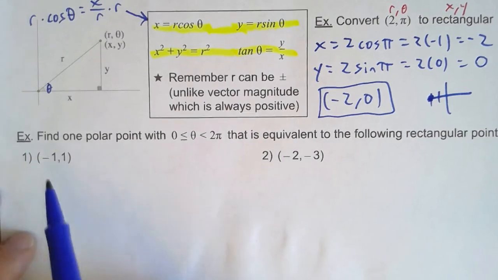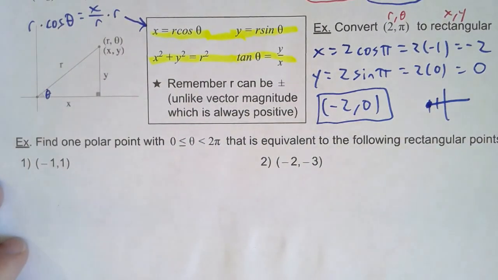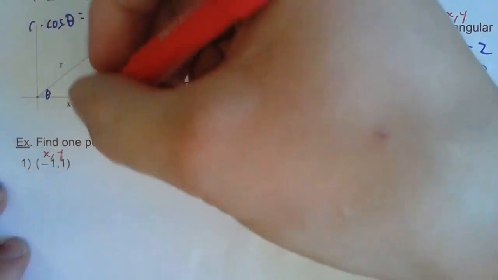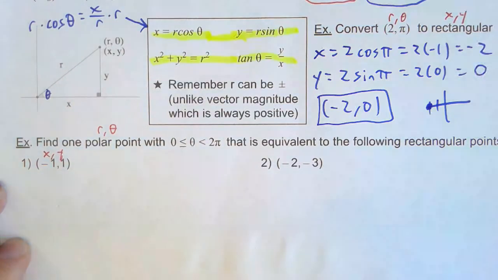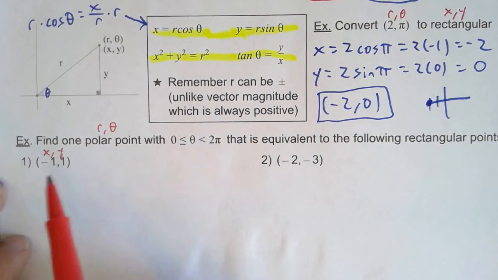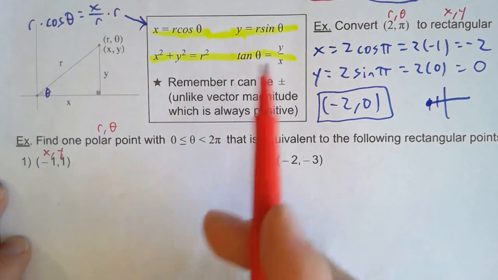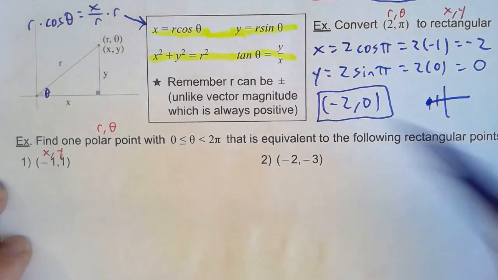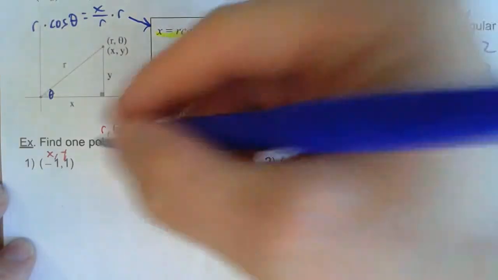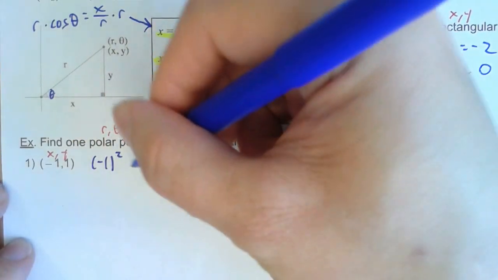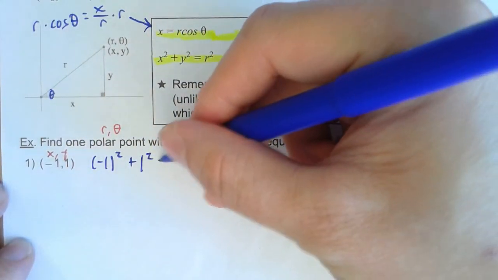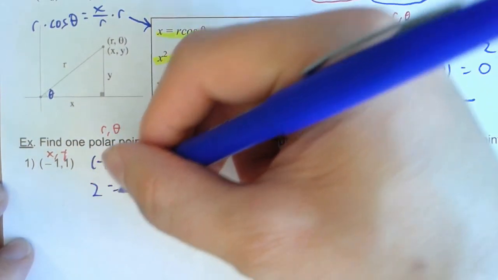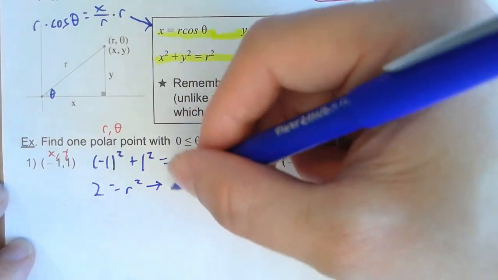All right? And so now we know the x and the y. This is a rectangular point, and we're trying to find the polar point. So we're trying to find the r and the theta. So if we know x and y, we want r and theta. That's going to be the bottom two equations right there. So I'll start with this one here. I'll say -1 squared plus 1 squared is r squared. So that's going to give me 2 equals r squared.